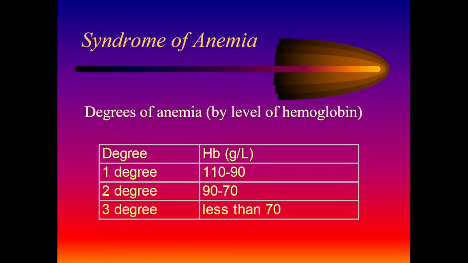We can distinguish different degrees of anemia by the level of hemoglobin. The first degree of anemia is hemoglobin between 90 and 110. The second degree is between 70 and 90 grams per liter, and the third degree is less than 70 grams per liter.